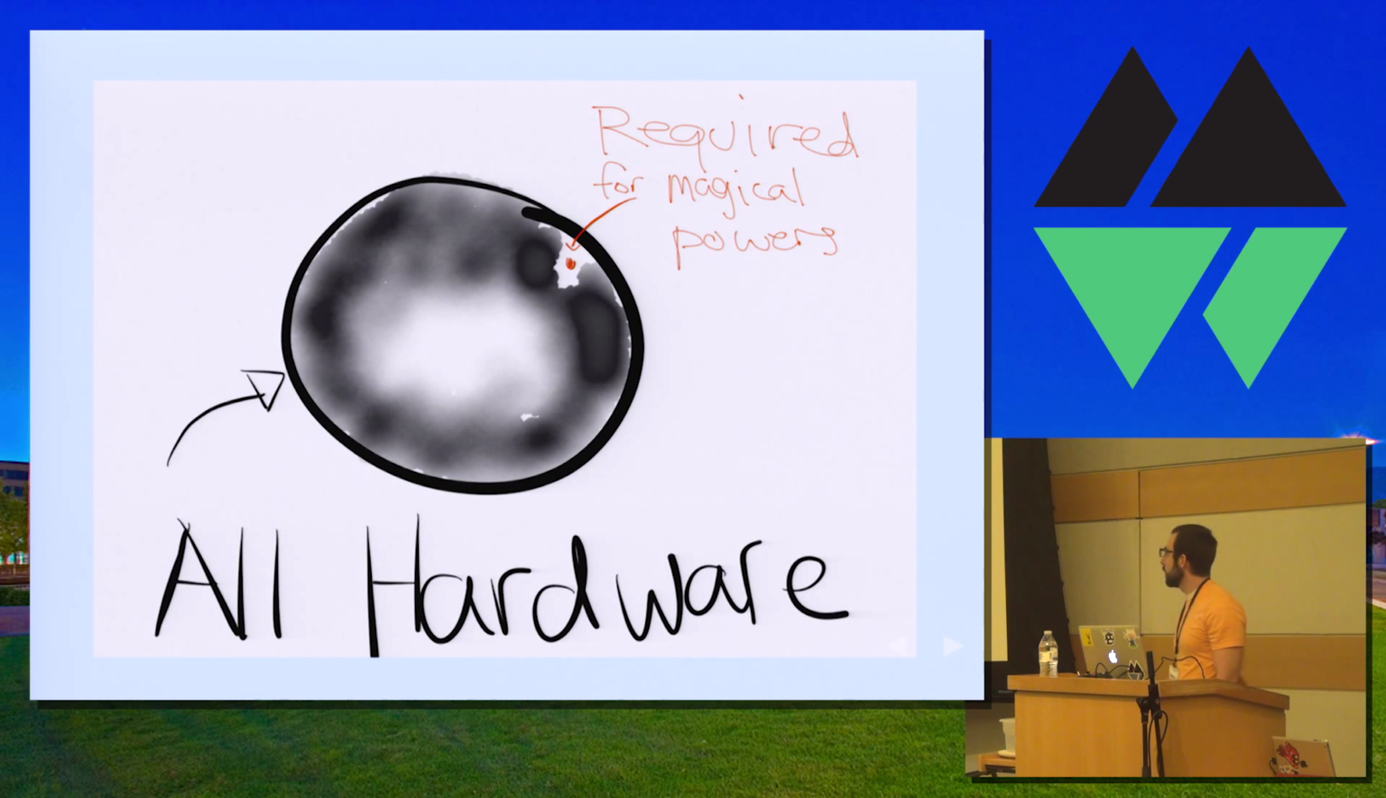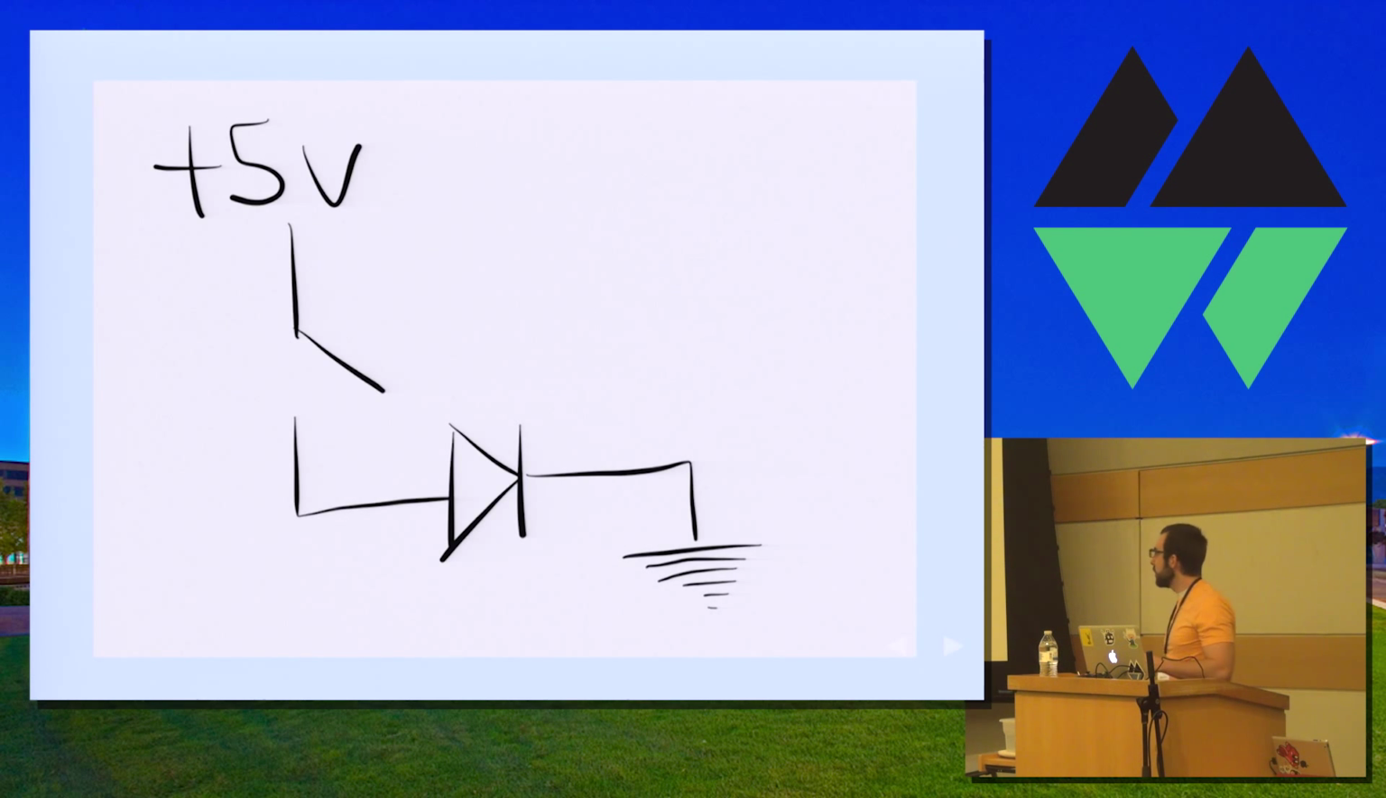Here's the sum total of all knowledge about hardware, that big blob. And the little red dot is all the things you know to build cool stuff, which is not very much. So we'll talk about all you need to know. This is all you need to know. The plus 5V means that current comes out of some source. This little, can you see my mouse? Yeah, who needs a laser pointer?